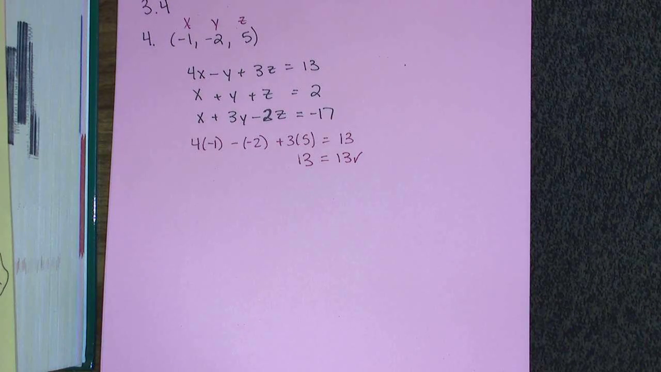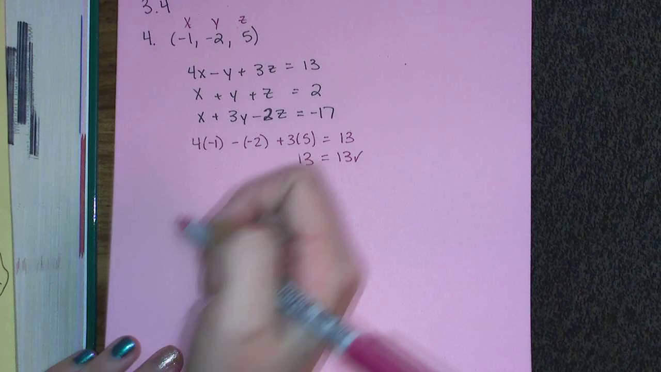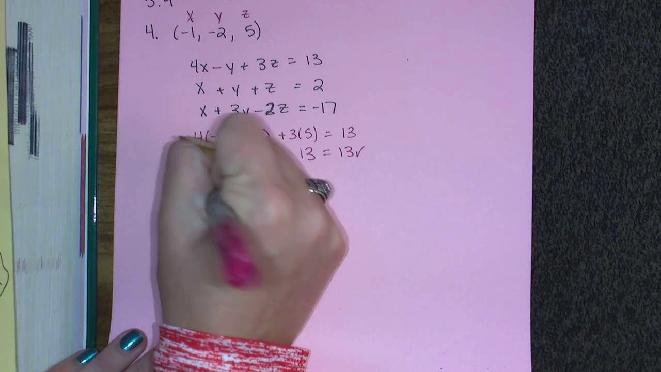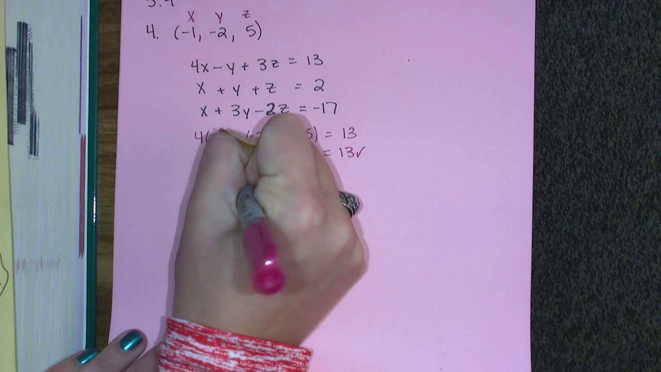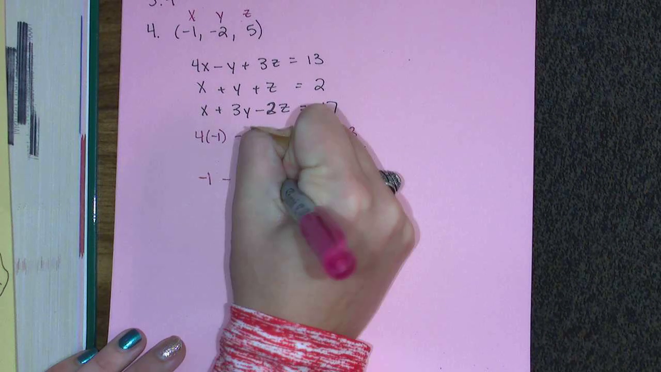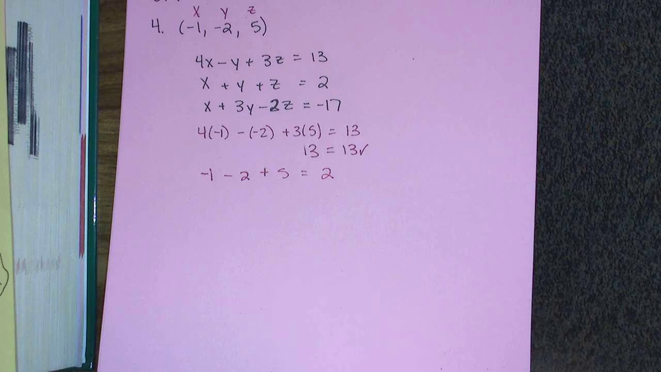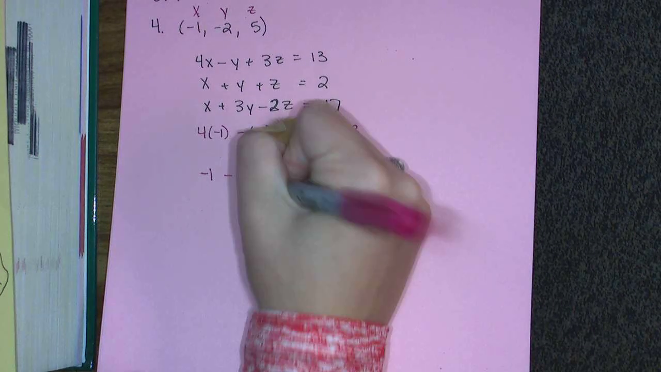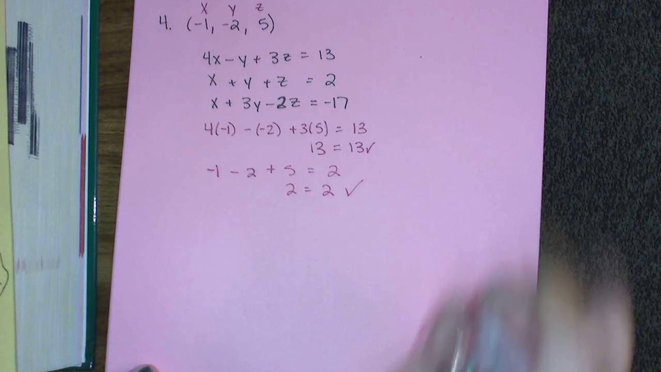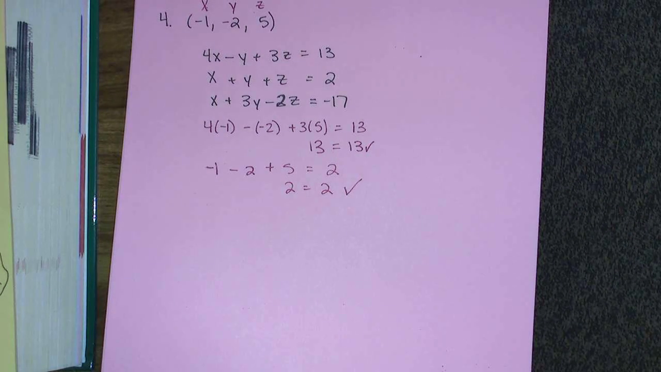But just because one works doesn't mean they're all going to work, so I need to try another one. Let's go with the middle one. So -1 minus 2 plus 5 is equal to 2. Is that true? Okay, 2 is equal to 2. So I need to see at least 2 of them. If it works for 2 of them, it should work for all 3 of them.